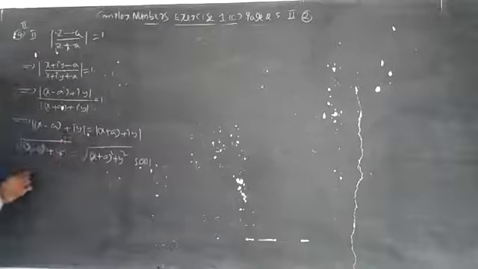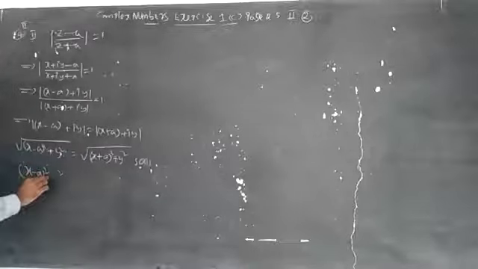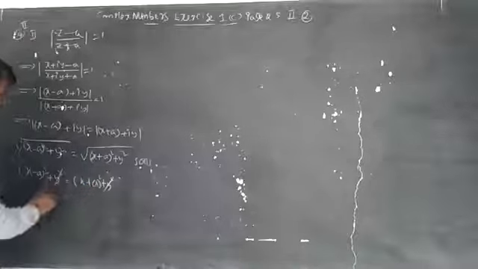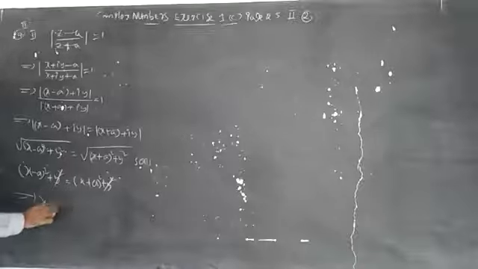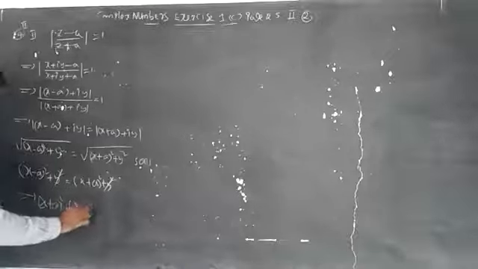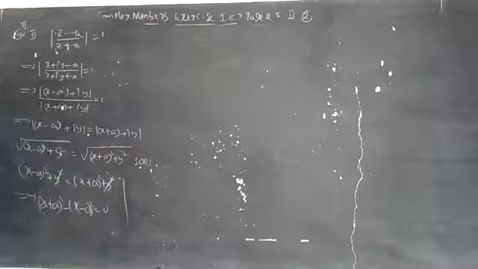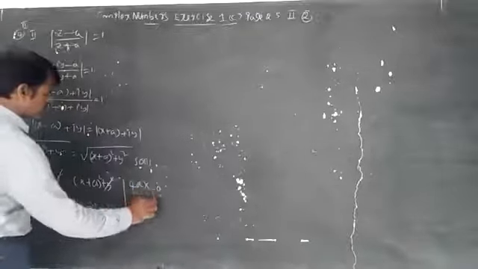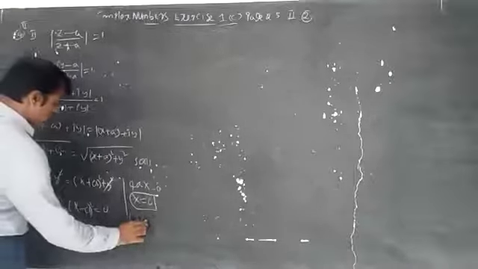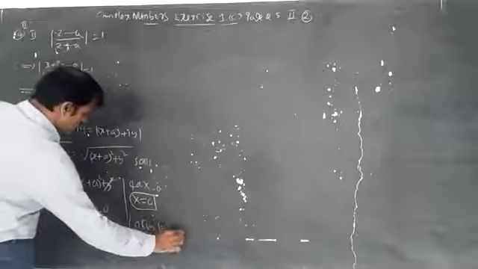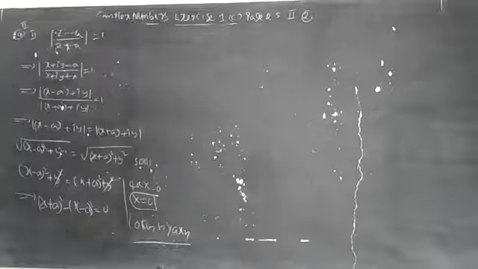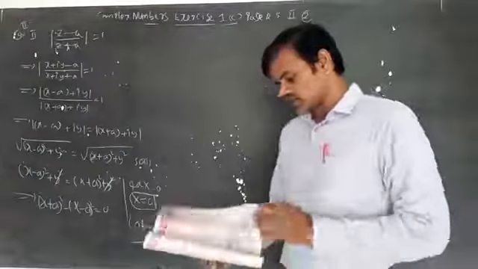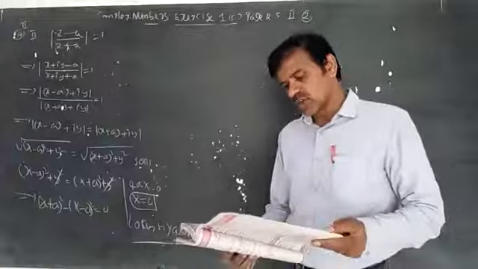Now write squaring both sides. So this is x minus a whole square plus y square is equal to x plus a whole square plus y square. Y square gets cancelled. x plus a whole square minus x minus a whole square equal to 0. The formula is a plus b whole square minus a minus b whole square is equal to 4ab. So 4ax is equal to 0. Of course only x is zero, because we get the locus. Locus is simply the y axis. The locus of such complex numbers is the y-axis. We have successfully completed exercise 1C. Before going to discuss exercise 1D, some examples and some concepts you can learn.